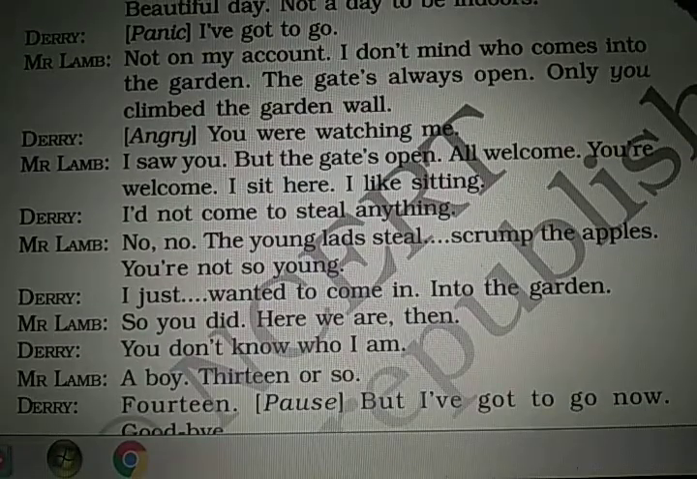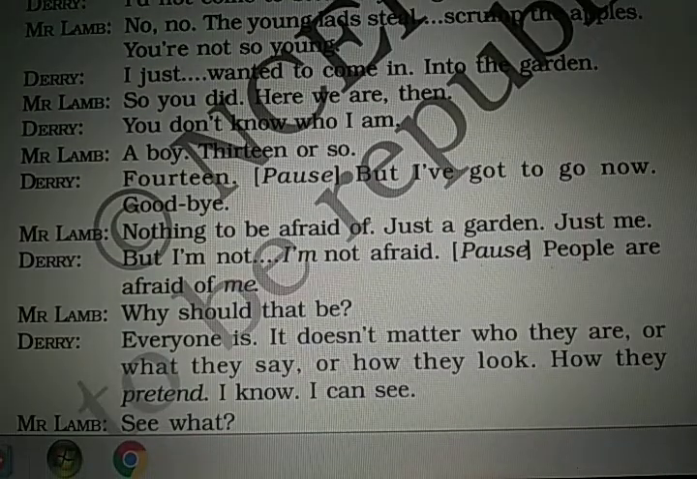Derry: "I just wanted to come into the garden." Mr. Lamb: "So you did. Here we are then." Derry says, I just wanted to come inside the garden only. I have not come to steal anything. Mr. Lamb says, yes, you have already entered the garden and here we are both before each other. Derry: "You don't know who I am." Mr. Lamb: "A boy, 13 or so." I know that you are a boy whose age is 13 or so. Derry: "Fourteen." He says, I am 14 years old.